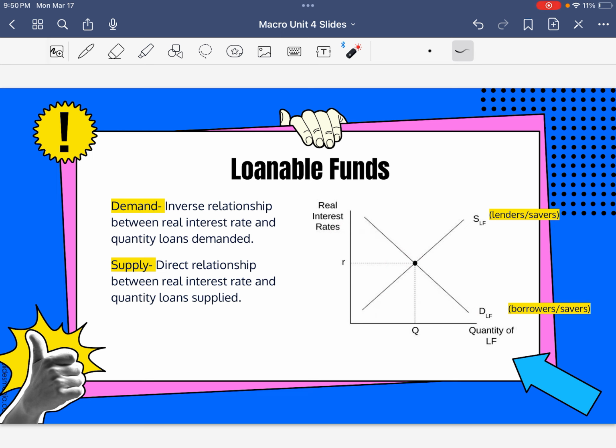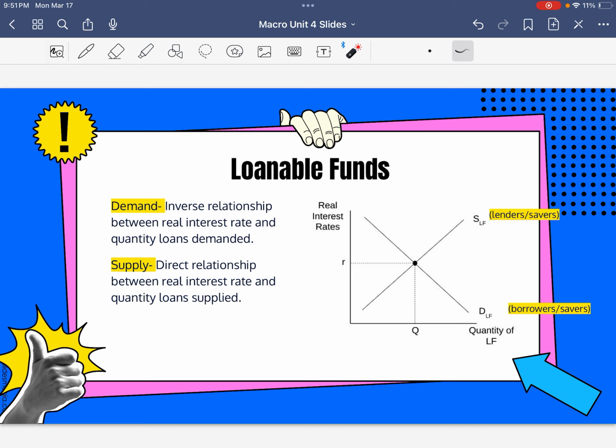So demand makes up mostly borrowers, and we're going to talk about who is in that demand curve because it's not just regular people like you and me. It's also businesses and sometimes the government. But the demand curve is made up of borrowers. There's an inverse relationship between real interest rates and the quantity of loans or loanable funds demanded, okay?